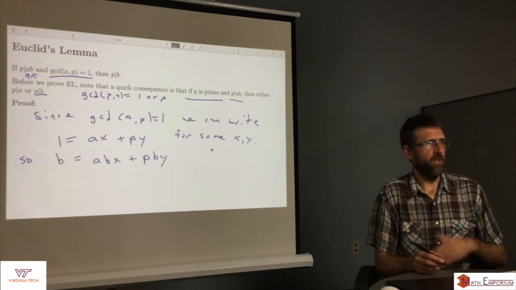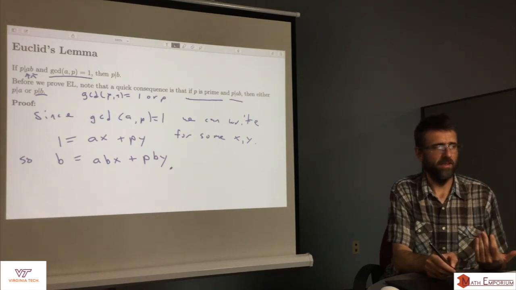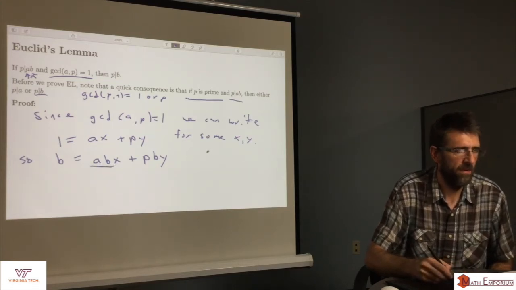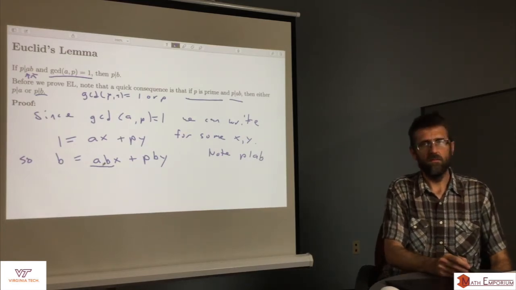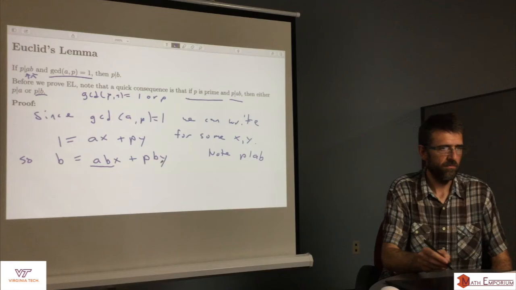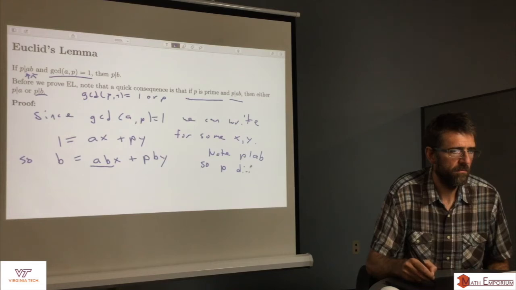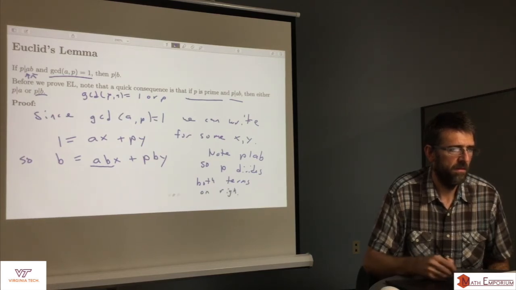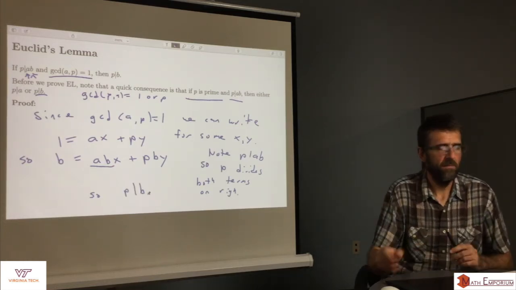All right, now I want to show p divides b. So I want to show that p divides the right-hand side of the equation. But that's immediate at this point, right? Because we know p divides ab. So p divides this term. P clearly divides this term. And if p divides both terms, then it divides their sum, which is equal to b. Okay, so p divides b.